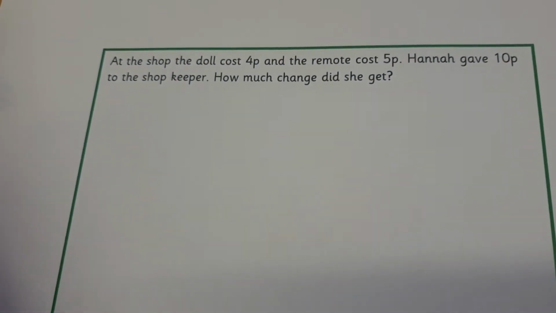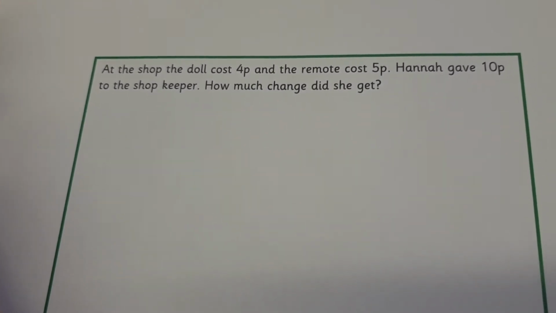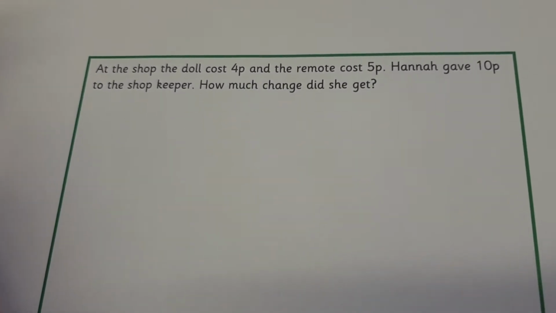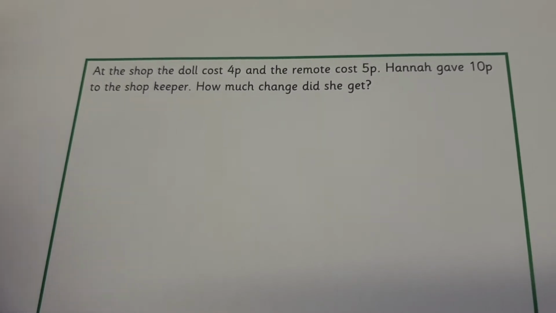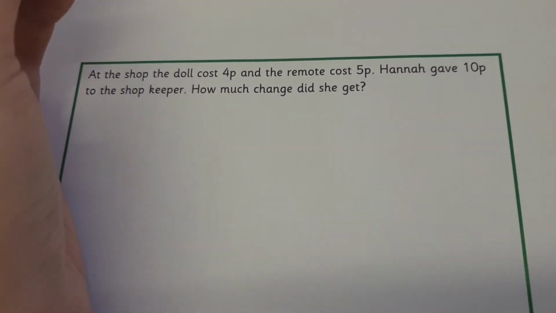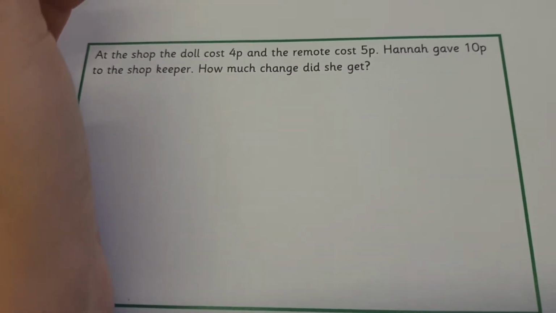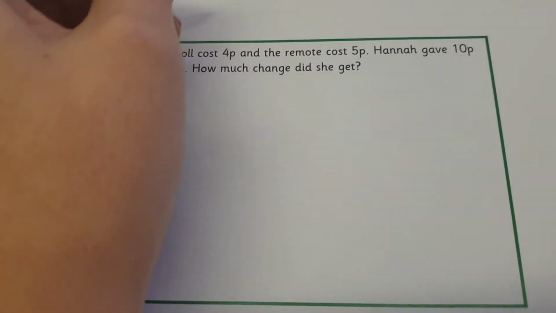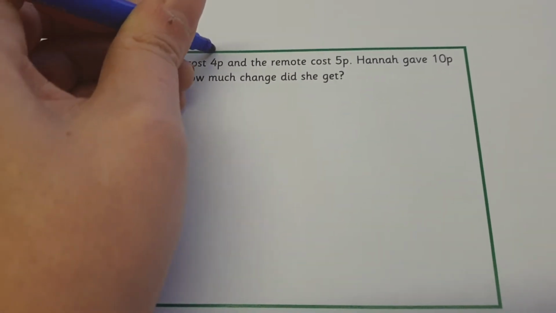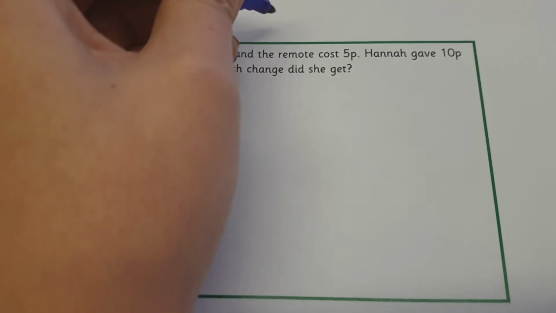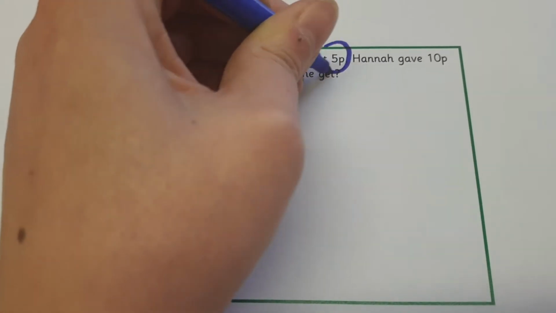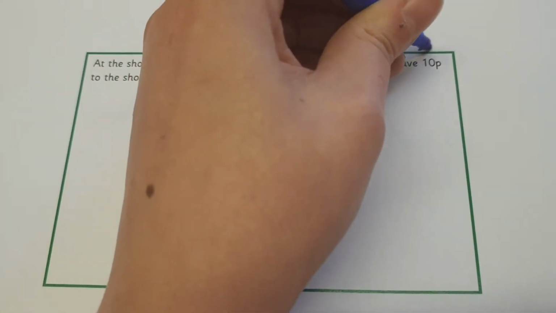At the shop, the doll cost 4p and the remote cost 5p. Hannah gave 10p to the shopkeeper. How much change did she get? So how am I going to start this sum? Well done. I'm going to start by circling my numbers because they are the really important parts. So I've got 4p, 5p and 10p.